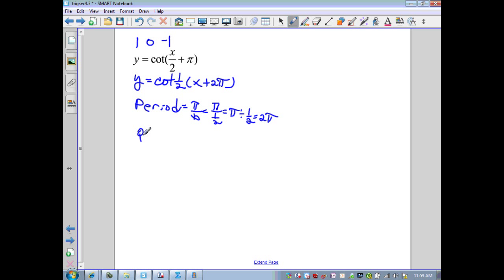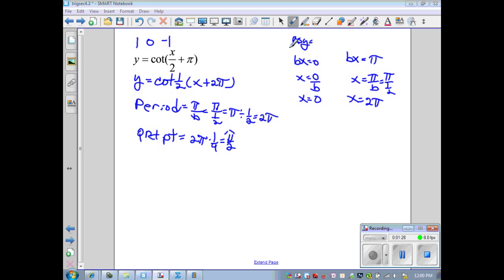Then finding the quarter point, I multiply my period by 1/4. So that's 2 pi times 1/4, which gives me pi over 2. Now I find my asymptotes as usual. Bx equals 0, x equals 0 over b. When I substitute in, x is still going to be 0. Bx equals pi. Therefore, pi over b, when I substitute in, that gives me pi over 1/2. We've already calculated that to be 2 pi.